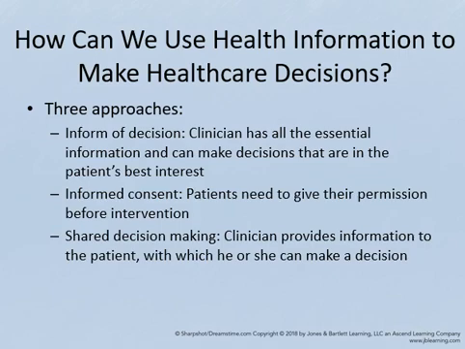So of these three approaches, which do you want in terms of healthcare? Informed decision, where the clinician just tells you what to do because they have the information. Informed consent, where the clinician tells me what their recommendation is and then I can choose to do or not do it. Or shared decision making, where we both together collect information, talk about it, and come to a shared decision.